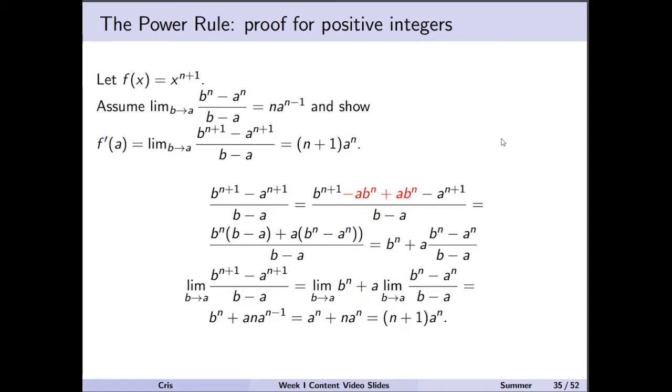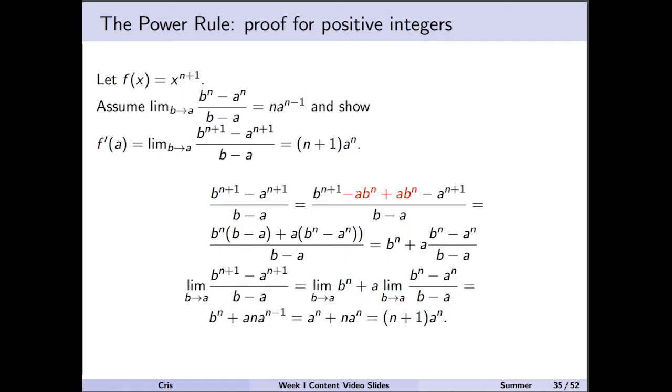Of course, it's always true if you subtract a times b to the n and then add a times b to the n. You can always add and subtract the same number. It doesn't change anything. But why would you want to do that?